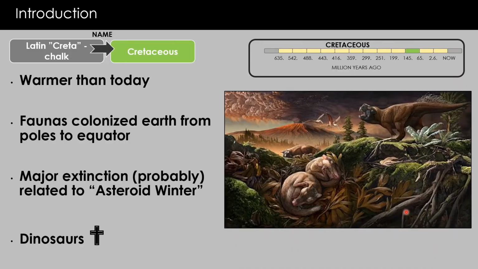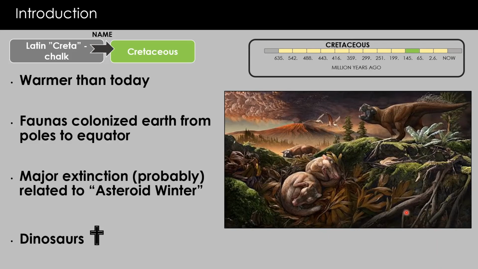One quick word about Cretaceous. It's coming from the Latin creta, which means chalk, and it's associated with a massive chalk deposit that we found mostly in Western Europe. The Cretaceous period itself ranges from 145 million years to 65 million years ago.